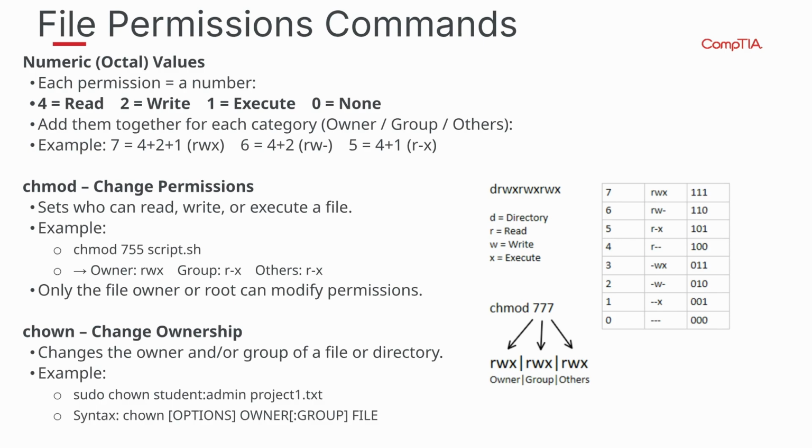Numeric or octal values assign a number to each permission: 4 for read, 2 for write, 1 for execute, 0 for none. Add them together per category. For example, 7 equals 4 plus 2 plus 1, or rwx. 6 equals 4 plus 2, or rw-. 5 equals 4 plus 1, or r-x.